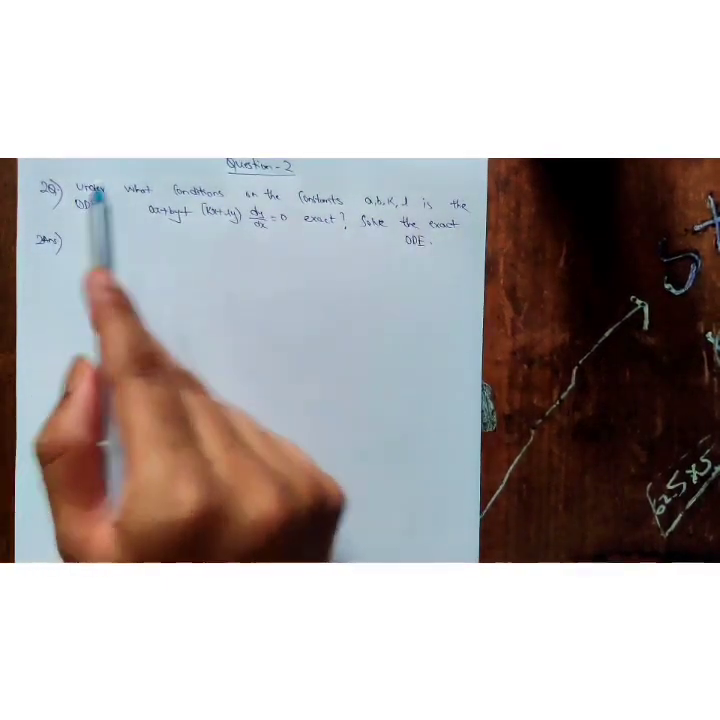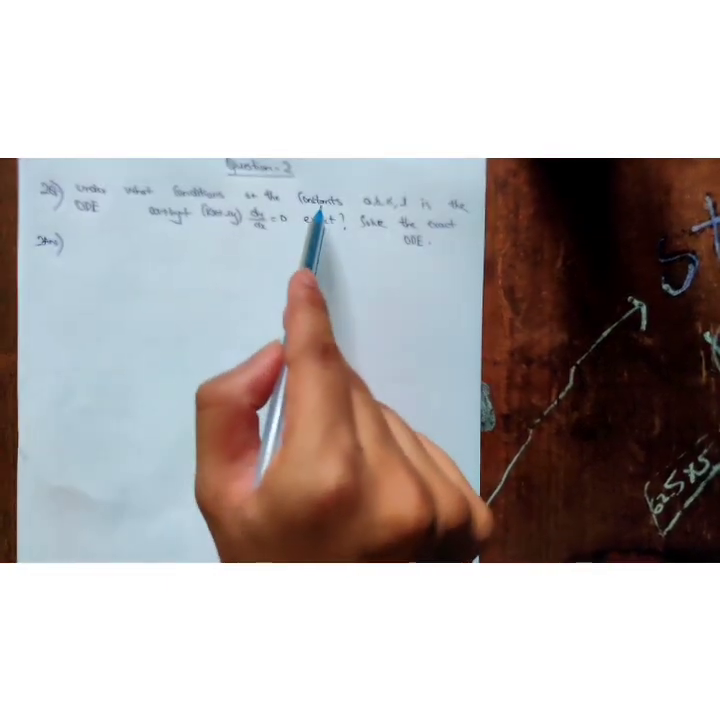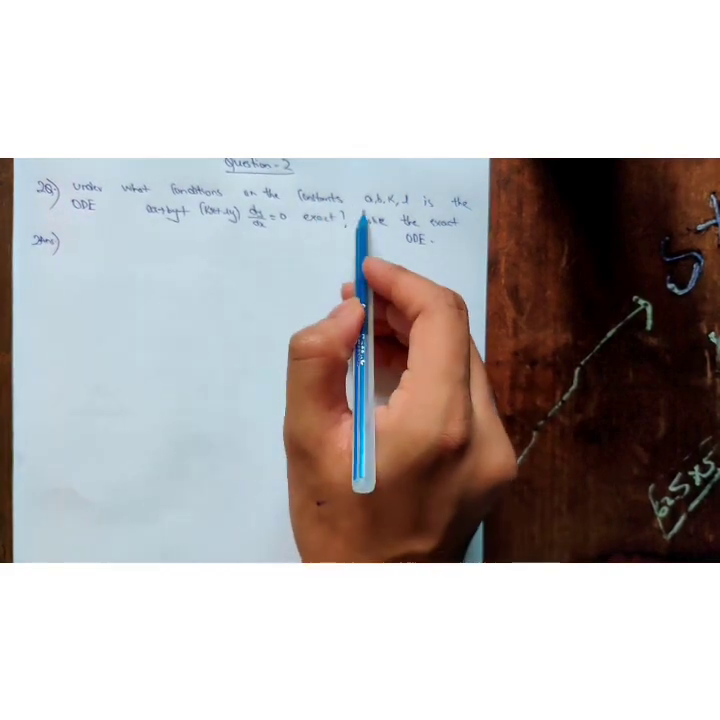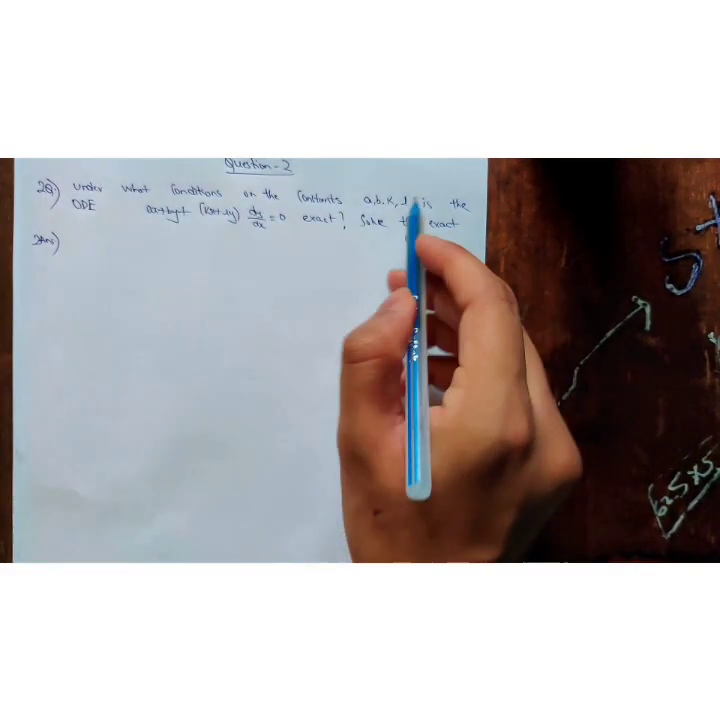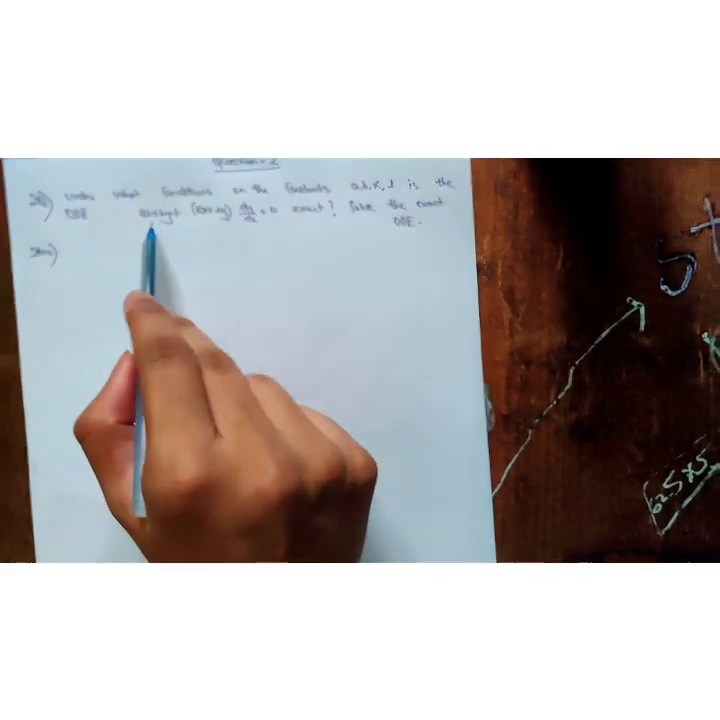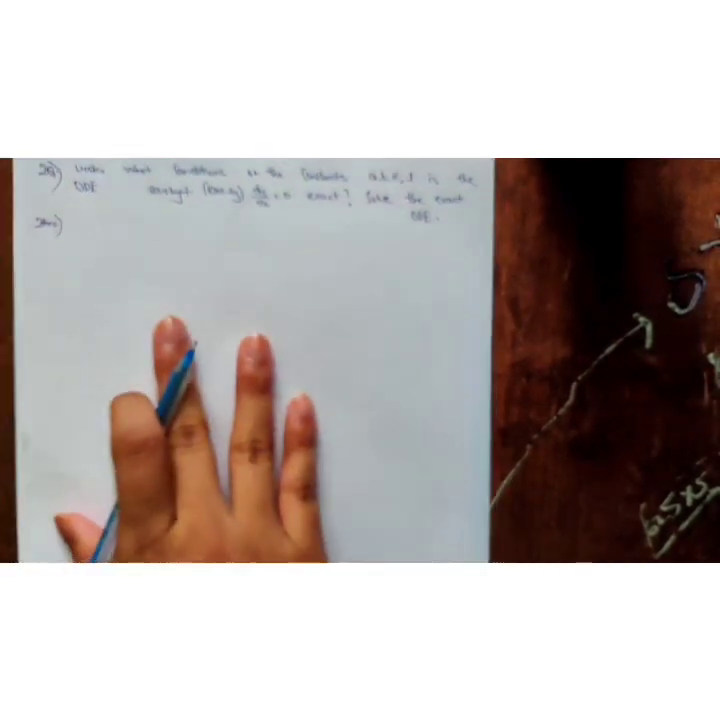Okay. For the second question, we have been given: under what conditions on the constants a, b, k, l is the ordinary differential equation (ax + by) + (kx + ly) dy/dx = 0 exact? Solve the exact ODE.